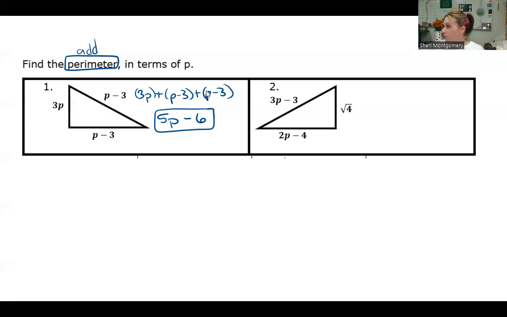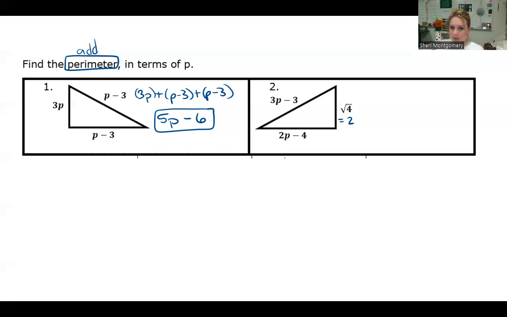Question number 2. It has a square root in there. Siandra, you want to put your phone on the wall? Thanks. What's the square root of 4? Yep, that is 2. So with any of the ones that have a square root, just find the square root. They're all perfect squares, so they should be easy.